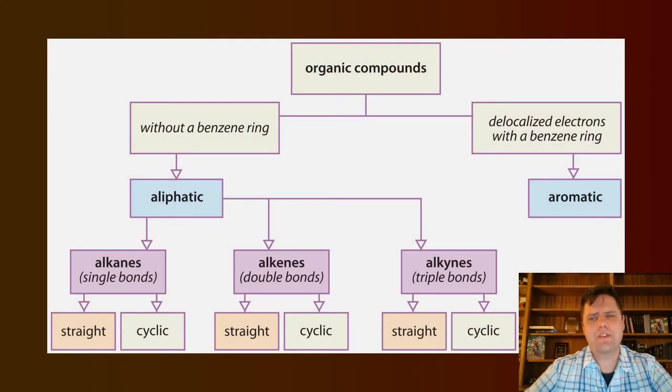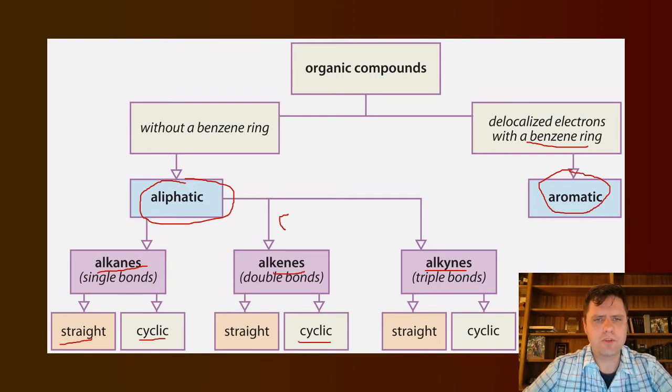So here's an overall organizational chart for this. With organic compounds, if they have delocalized electrons with the benzene ring, those are called aromatics. We're not going to be dealing with those here. If it doesn't have a benzene ring, then they're called aliphatics. And the aliphatics then split into alkanes, alkenes, and alkynes. Any one of these can be straight or cyclic. If they're cyclic, if they're a ring, we use that prefix cyclo in front of whatever it is that we're looking at.